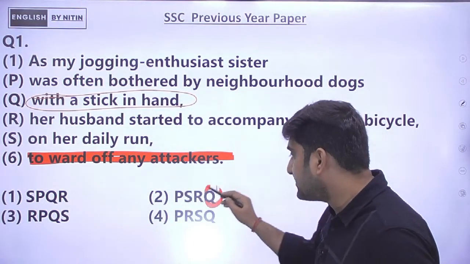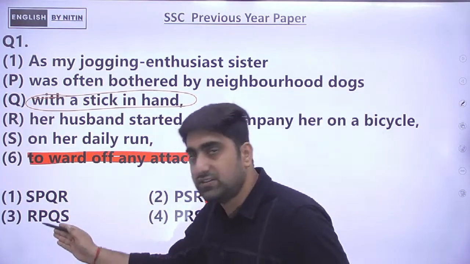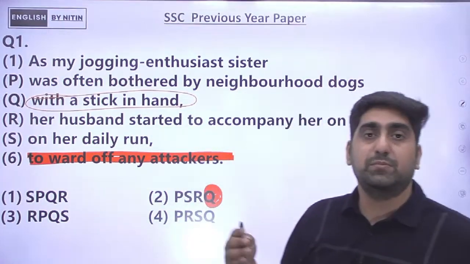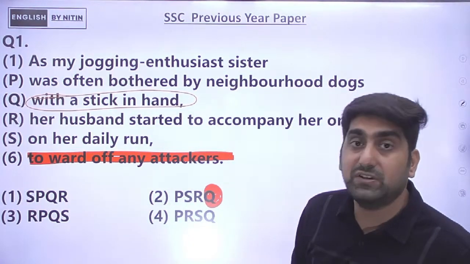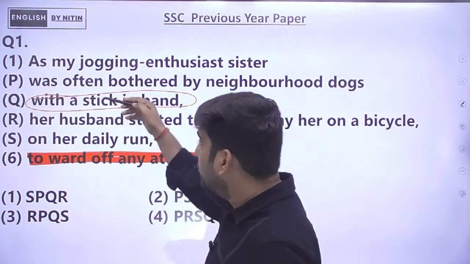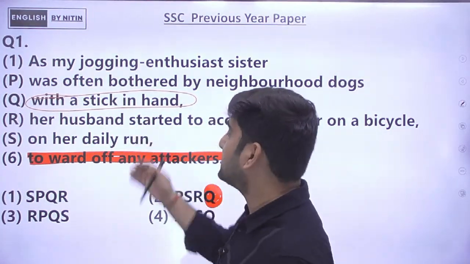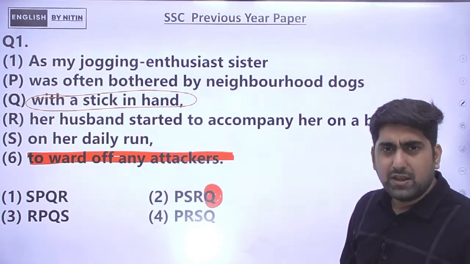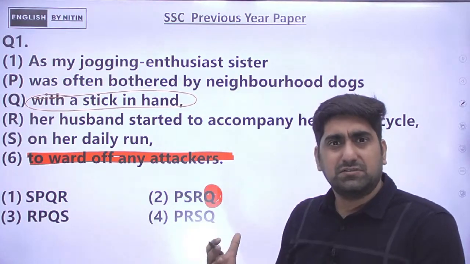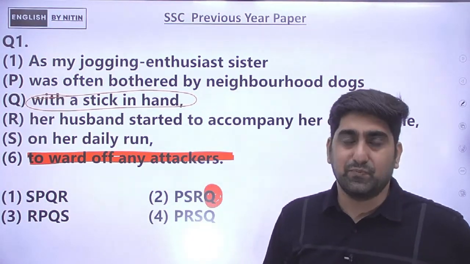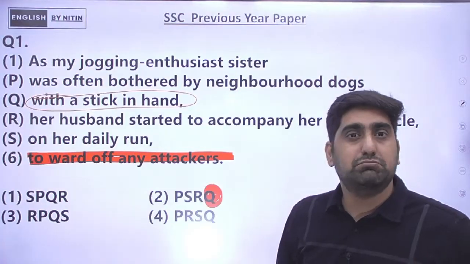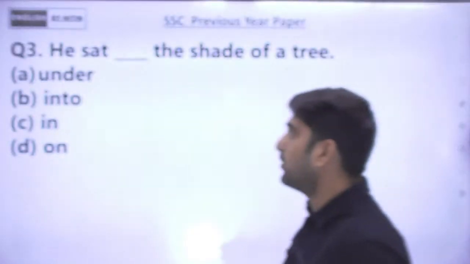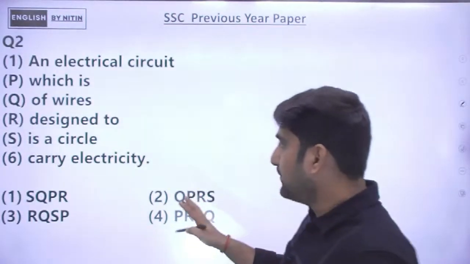Since Q will be the last sequence, again you can eliminate two options, and two options are left. Sentence starts with P, last will be Q, and before Q we need R. Why? Because who is carrying the stick? The husband is carrying the stick. So the answer is P, S, R, Q. With context, I guess the para jumble becomes easier. Otherwise you will have to check every order, every possibility. By the context, it is easy to solve. Next question, I'm sorry, I skipped one.